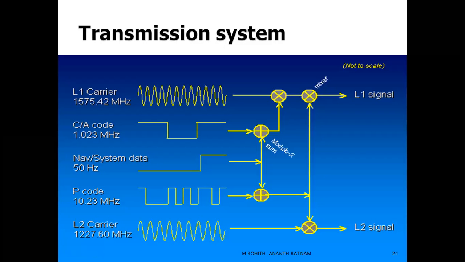Now this is how the transmission system will be. This is your carrier L1, the C/A code, which is a pseudo random code, and this is the 50 hertz data, system data, and the precision code, and L2 carrier. So the combination of all these things will be transmitted by the L1 and L2 signal towards the air.